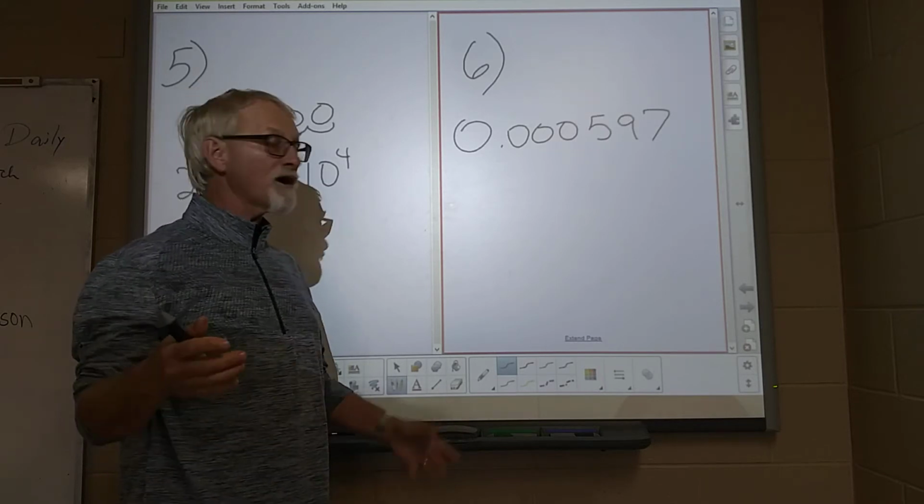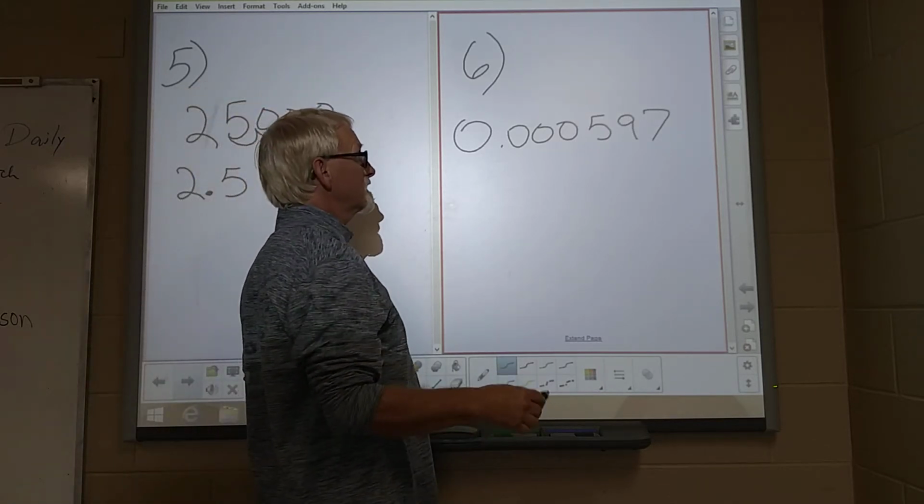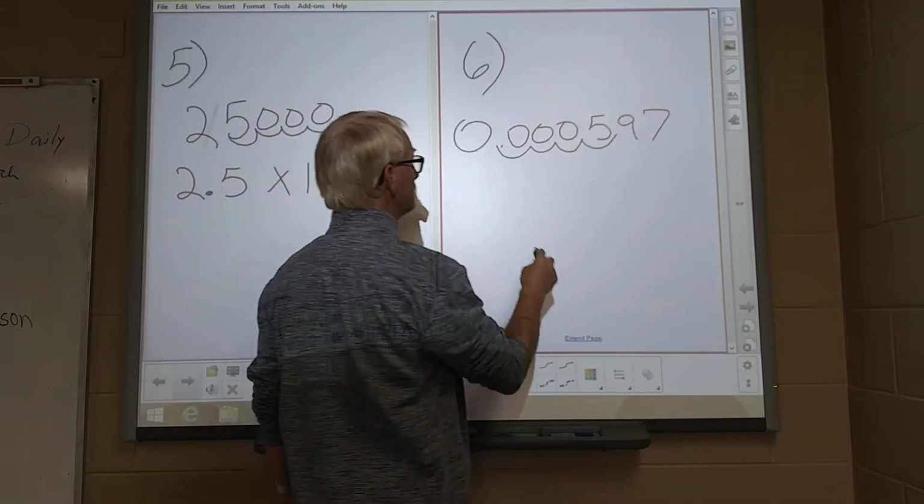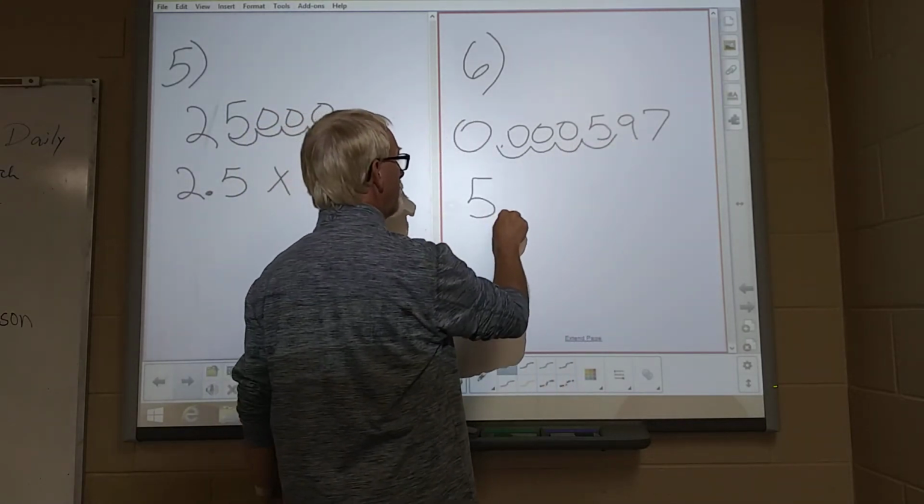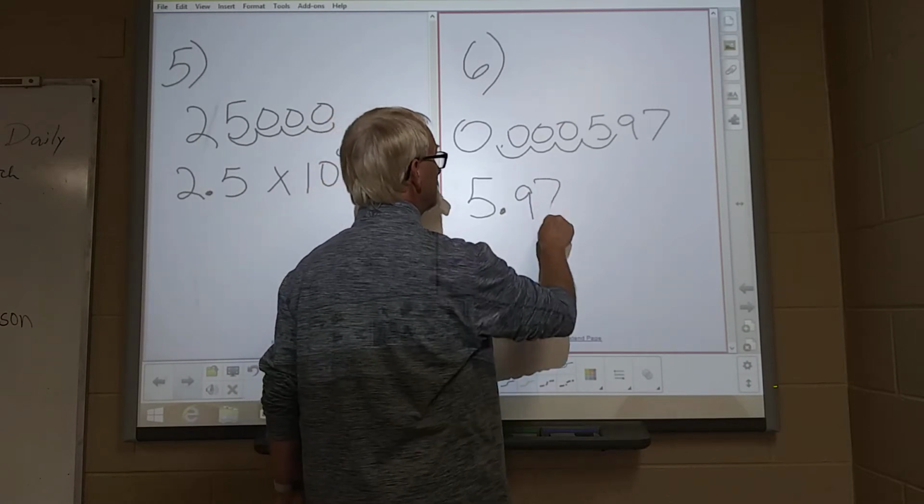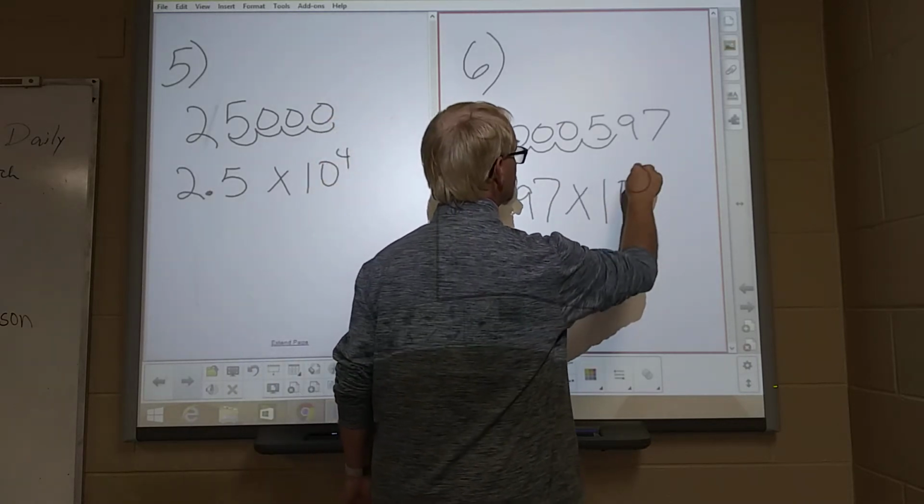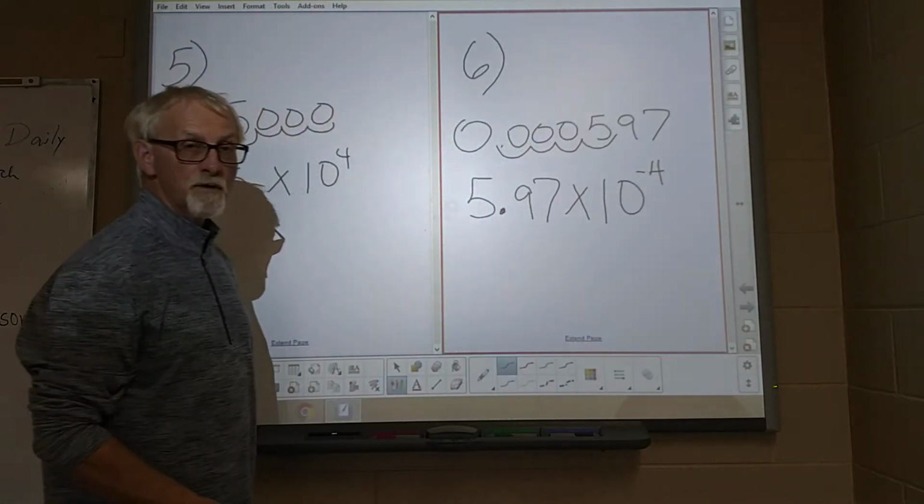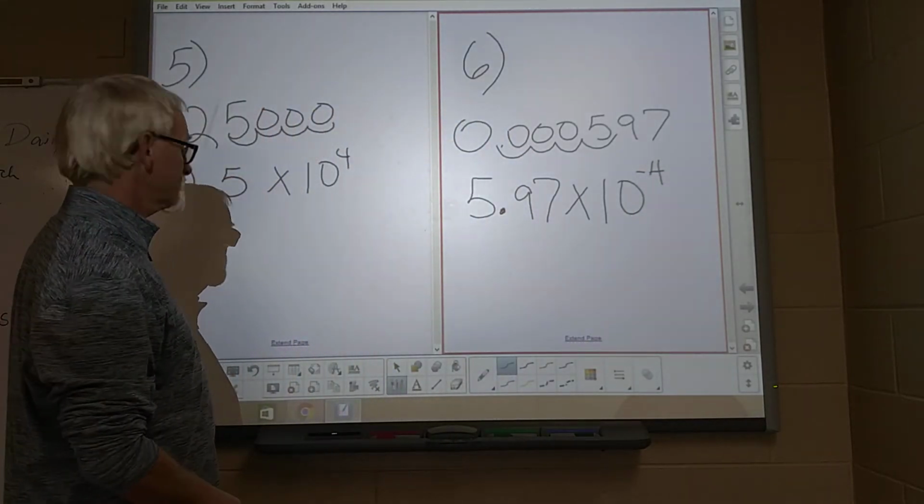But here we have a fraction, so instead of moving it left, we're going to move it right. So we're going to move it right 1, 2, 3, 4 places. And that's going to be 5.97 times 10, and you have to write the negative 4th to indicate that it is a decimal less than 1, which is a fraction.